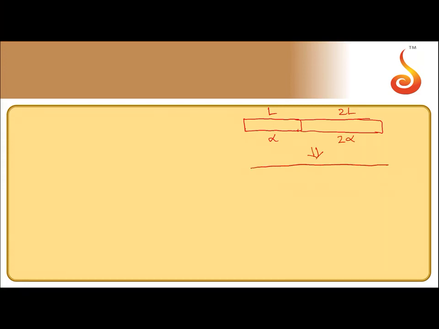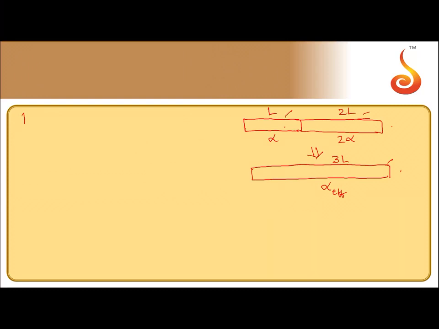So for that I have to take a single rod of equivalent length of both of them, that should be of length 3L. Let us say its effective coefficient of expansion is alpha effective. So whatever happens to this, same thing should happen to this. So now the expansion of composite rod should be expansion of first part plus expansion of second part, and that should be equal to expansion of the equivalent.